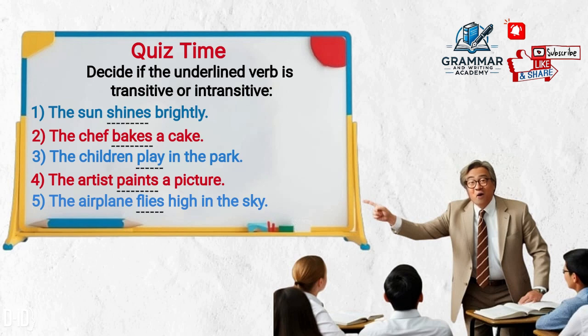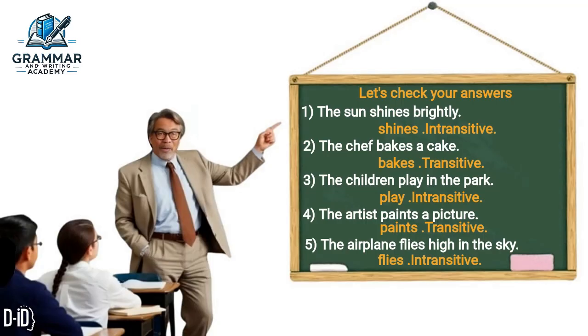Remember that the transitive verb needs an object, but the intransitive verb doesn't need an object, and the sentence can stand alone without it. Think you got them all right? Let's check your answers. 1. Shines, intransitive. 2. Bakes, transitive. 3. Play, intransitive. 4. Paints, transitive. 5. Flies, intransitive. How did you do?